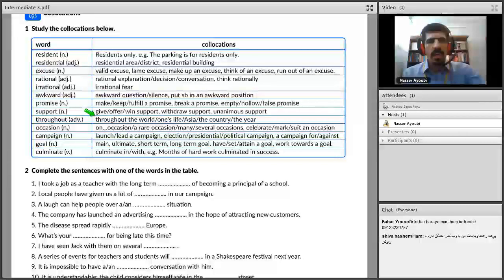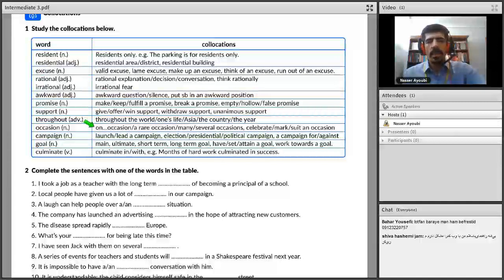Next one is throughout. Throughout the world, throughout one's life, throughout Asia, throughout the country, throughout the year: all over. Throughout means all over. Throughout the world, all over the world. The coronavirus has spread throughout the world. I have never lied throughout my life, and so on and so forth.